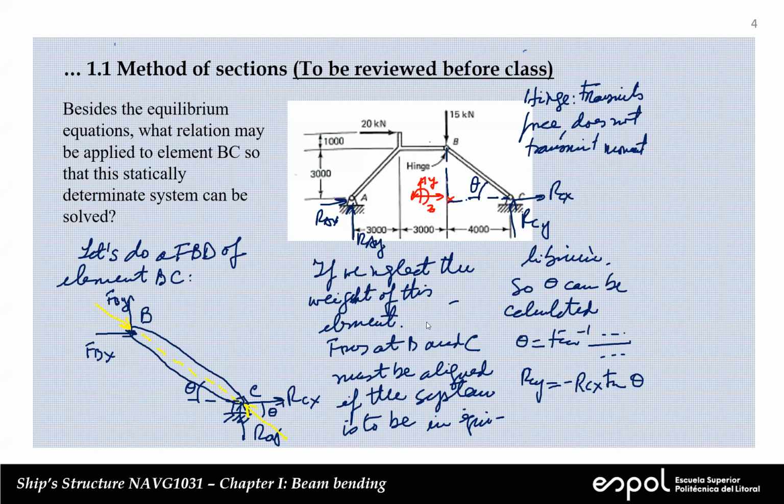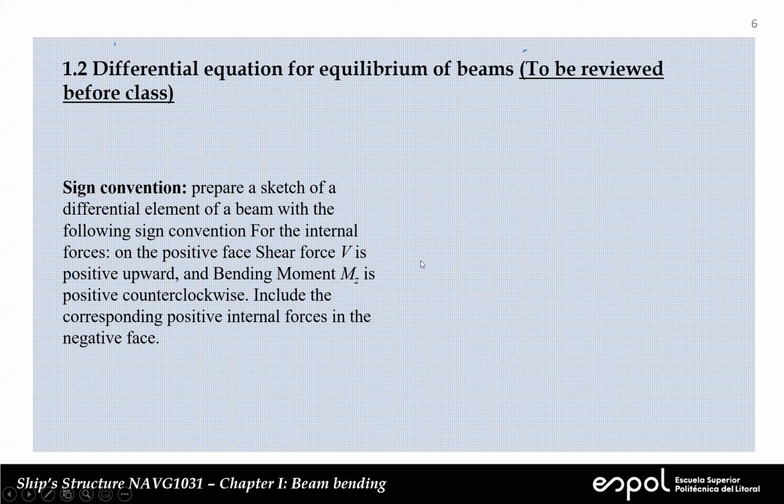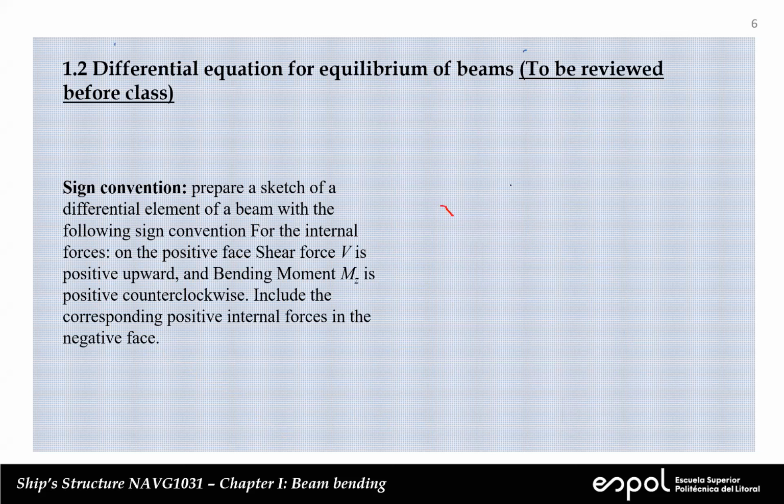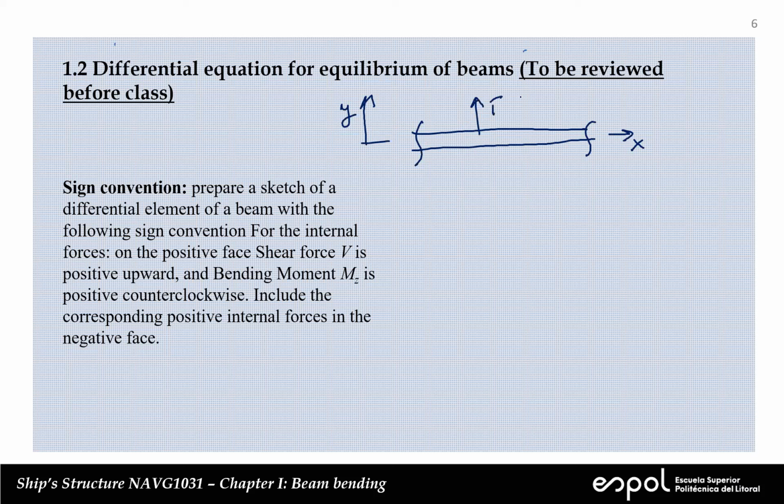Before we leave, this is something very important: the sign convention. In the case of beams, that's the theme of our work. Usually you have something very long, and we're going to use that as the X direction. In the vertical, this is the Y direction. We're going to have forces only in this direction. These are the external forces. So in this case, we're going to need only two internal forces: the shear force and the bending moment.